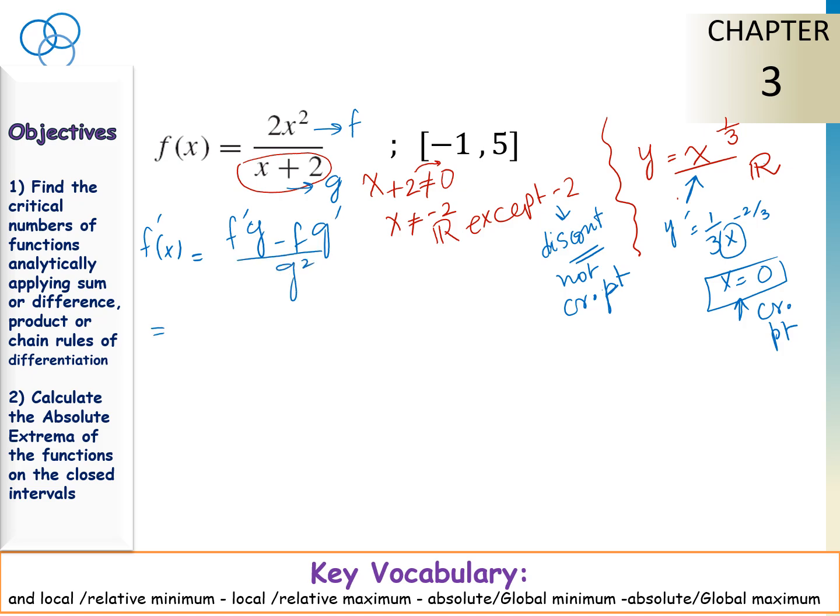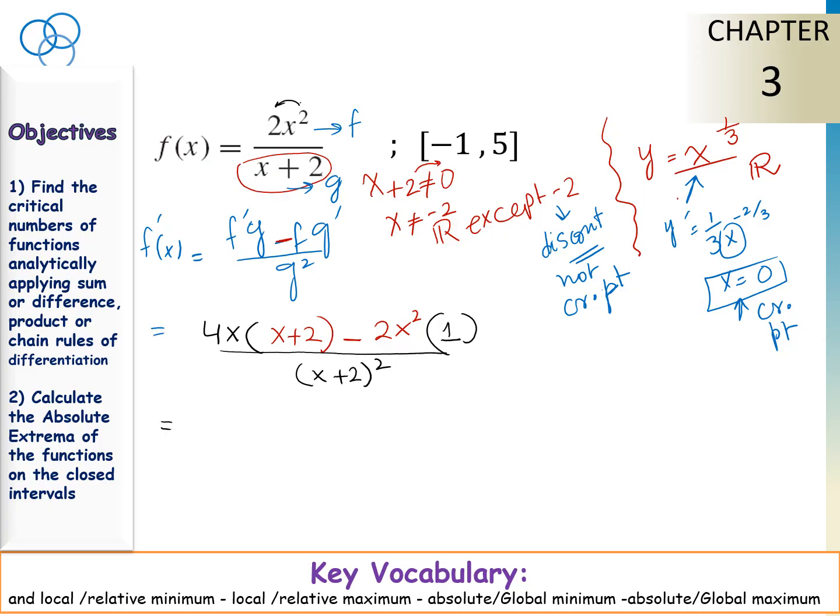Okay, so here f prime. The derivative of 2x square is 2 times 2, which is 4x. And write down the g as it is, which is x plus 2. Then the formula minus, we will write here the f, which is 2x square. And the derivative of g is 1, because the derivative of x is 1 and the derivative of 2 is 0. Divided by g square. So what is g? x plus 2, and this is whole square.